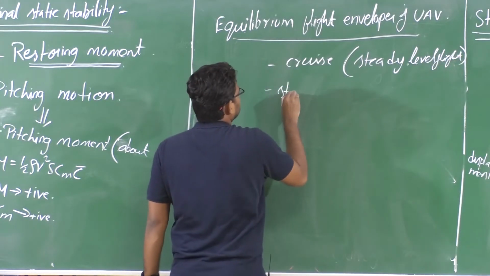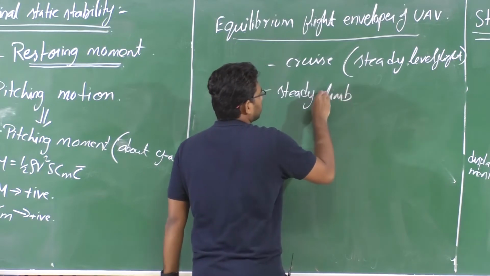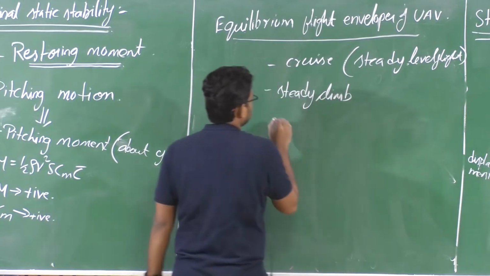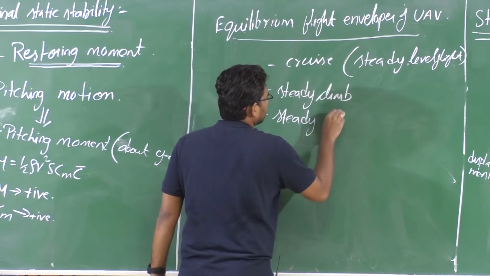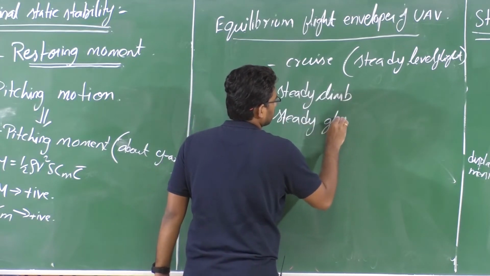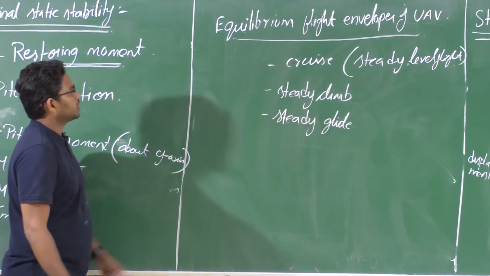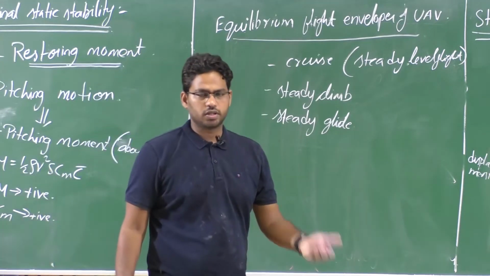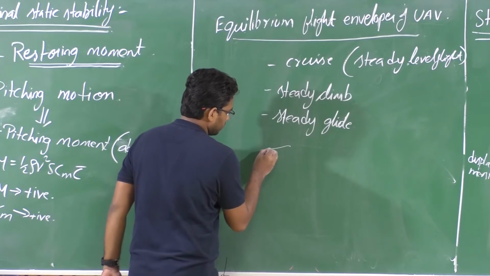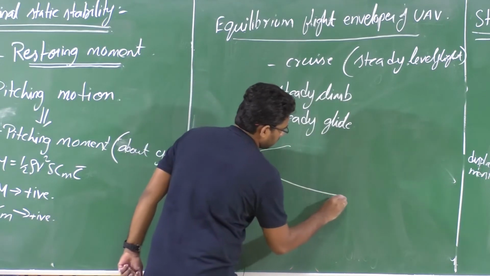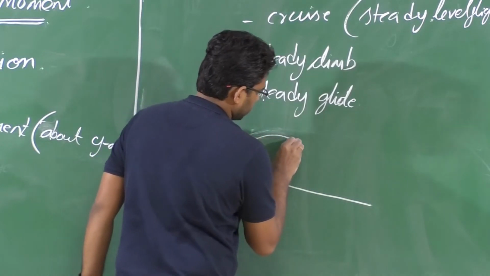And then steady climb. And then steady glide. So these flight envelopes correspond to equilibrium flight, right? Now consider one such case where you have our aircraft, let's say in a steady level flight.